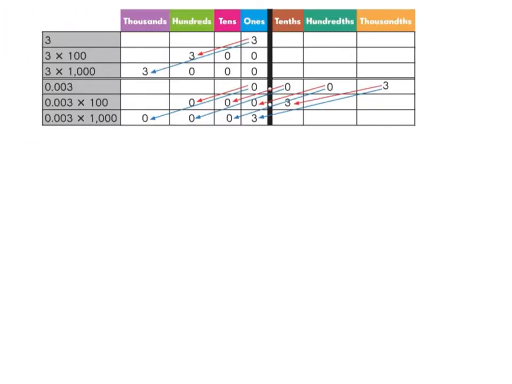Now let's learn to multiply decimals by 100 and 1,000. Think about the rules you learned for multiplying whole numbers by 100 and 1,000. We can use the exact same rules to help us multiply decimals by 100 and 1,000. Let's look at the examples on this place value chart. Let's begin with 3 and 3 times 100.